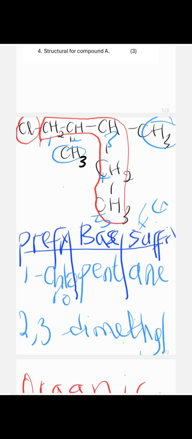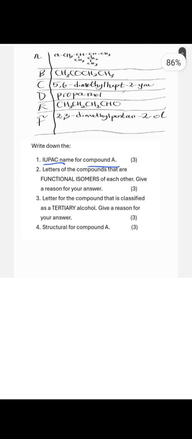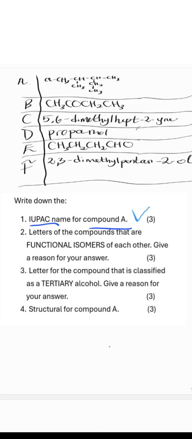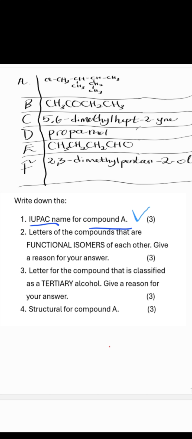The strategy that we've used seems to be nice because we are able to name this compound 1-chloro-2,3-dimethylpentane. So we've gotten our 3 marks. We've done question 1. Now question 2 says write down the letters of the compounds that are functional isomers of each other.